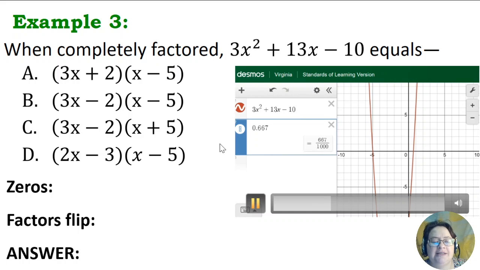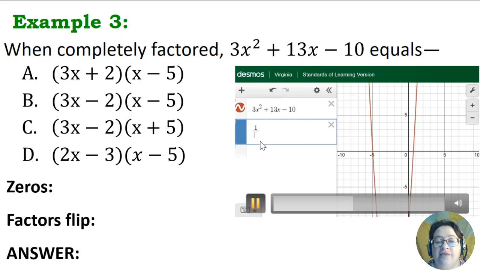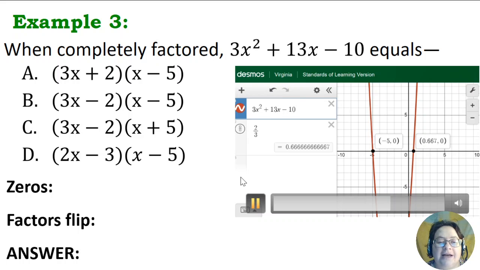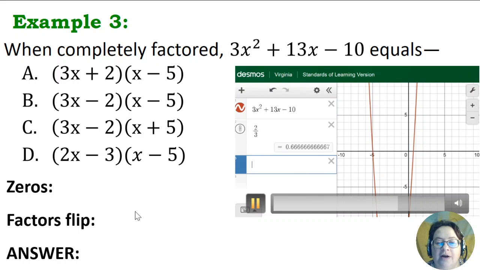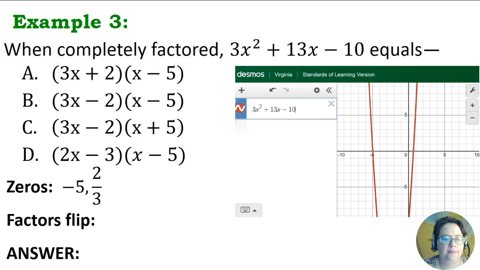If I type in 0.667 though and hit the fraction button, that doesn't get me an answer back. So just a tip, any fraction that ends in 1/3 or 1/6 or has a multiple of 3 in the bottom doesn't show up well. So if I test a few, 2/3 gives me 0.667. So that looks like that is a match. I'm going to go ahead and write my zeros out of -5 and +2/3. My factors flip, x plus 5 and x minus 2/3.